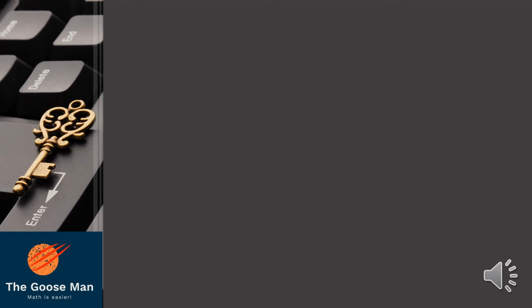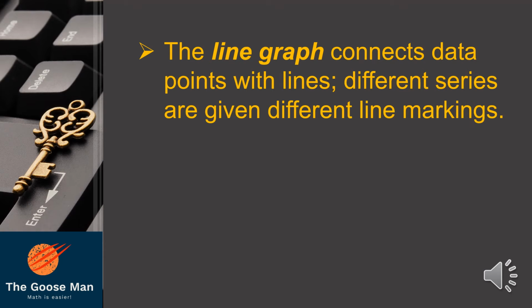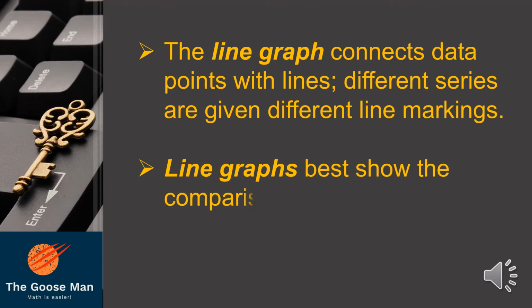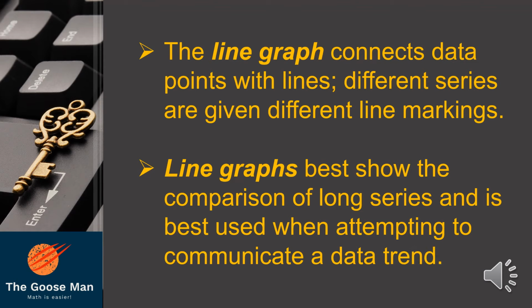Okay, so the third type of graph is the line graph. Whenever we say the line graph, it connects data points with lines. Different series are given different line markings. Also, line graphs best show the comparison of long series and are best used when attempting to communicate a data trend.